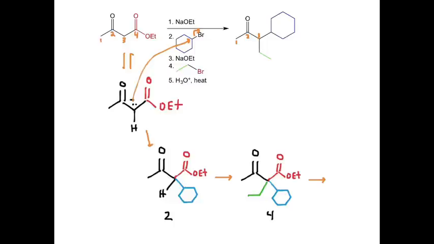One little note I want to make is that in step 3 we use sodium ethoxide again. Another base you can use, which is pretty common, is potassium t-butoxide. So K plus O minus next to a tert-butyl group. This is a very common base we can use for this reaction.